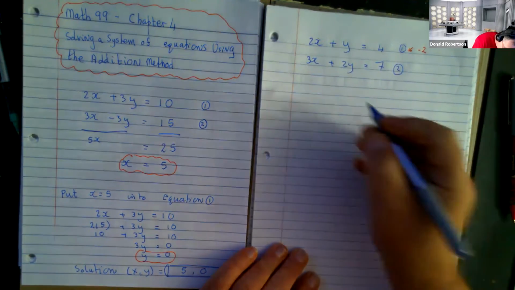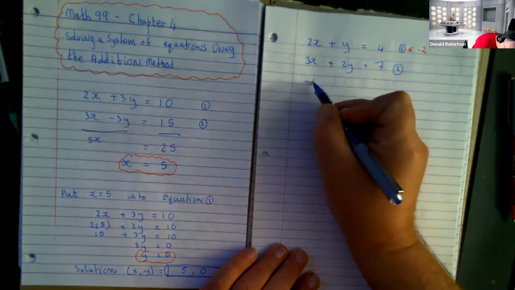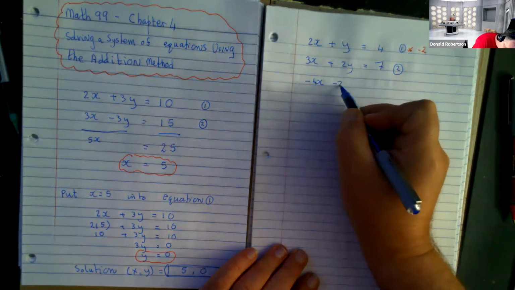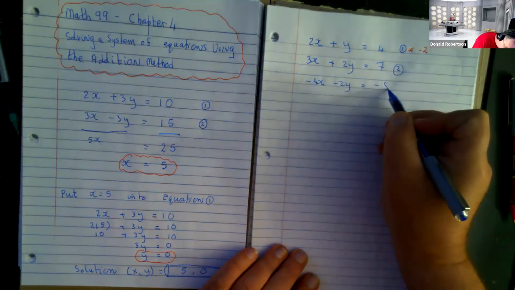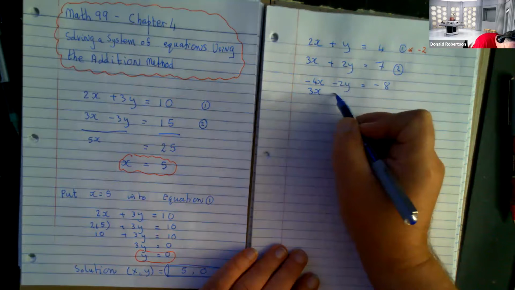So let's see what the new equation looks like. Everything here gets multiplied by negative 2. So that's negative 4x, negative 2y equals negative 8. And then underneath that, I'll write the second equation untouched.